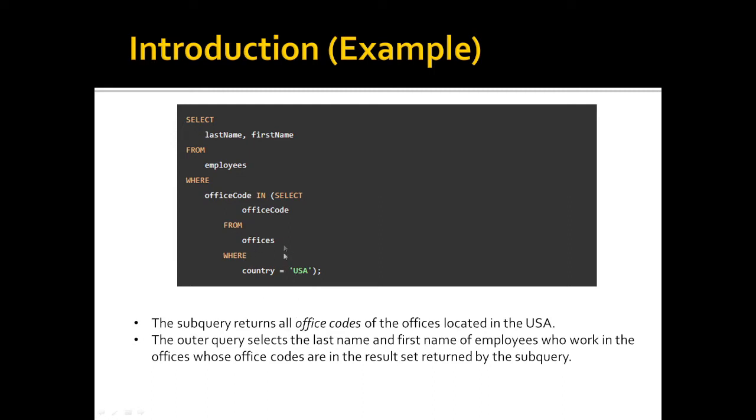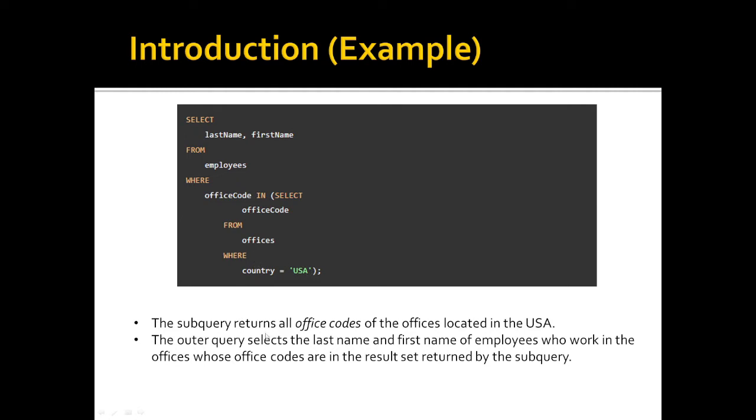So the subquery returns all office codes located in the USA. Then the outer query now selects the last name and first name of employees who work in the offices, so WHERE office code is in the result set returned by the subquery. So that means this will be the last name and first name of employees who are working maybe in the USA.